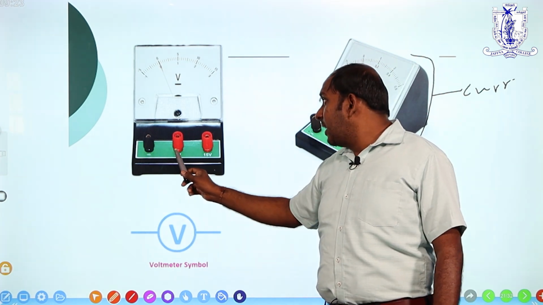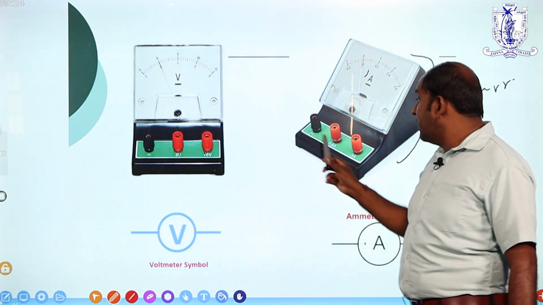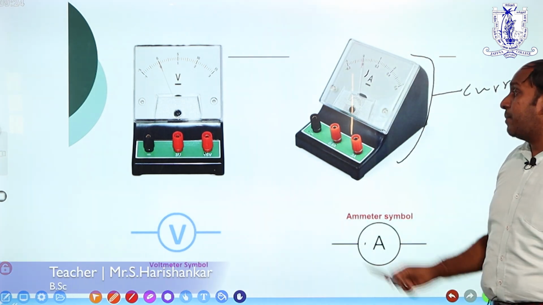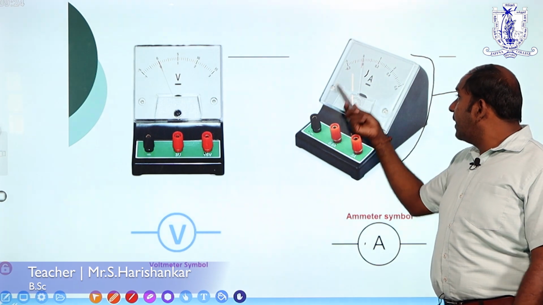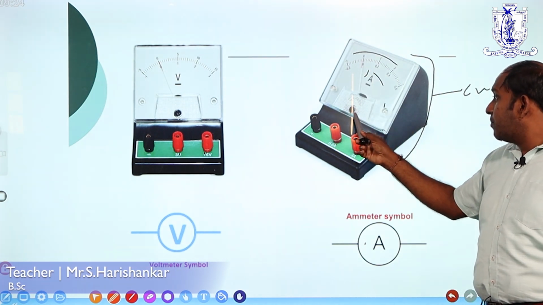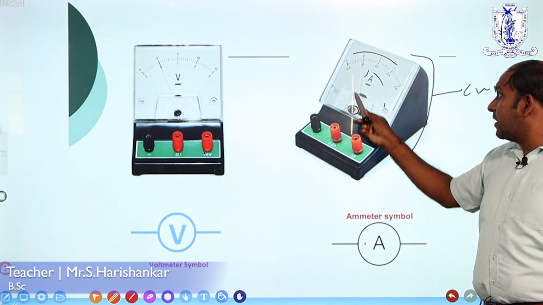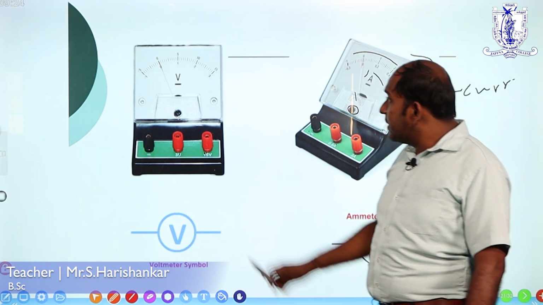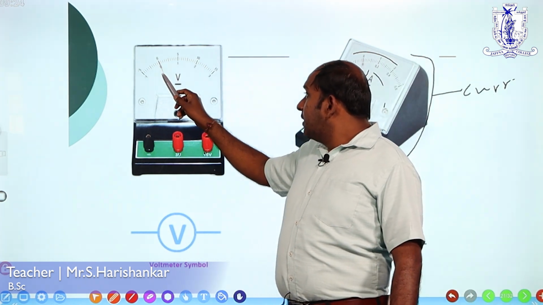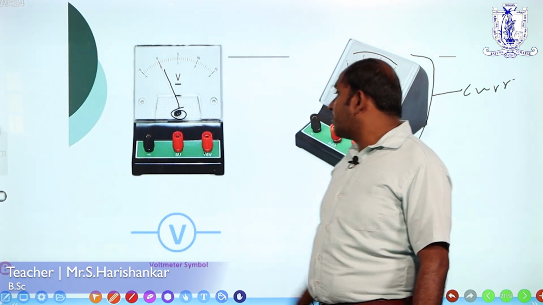The device also has two different ranges. There are 3 volt and 15 volt ranges for the voltmeter, and 0.5 ampere and 3 ampere ranges for the ammeter. A milliampere range is also there, with two readings. The important thing is the screw, which is used for zero calibration, meaning the device is working correctly.